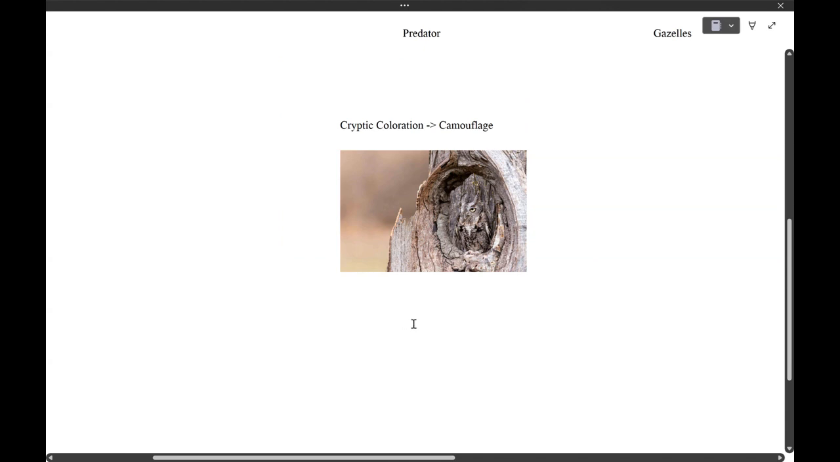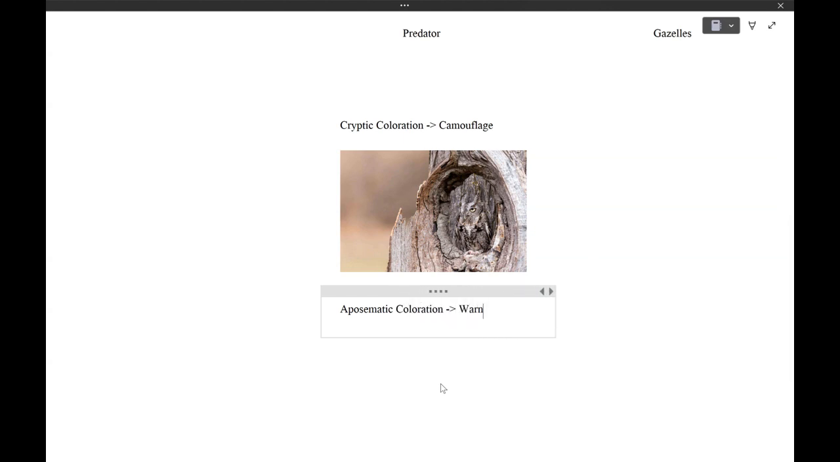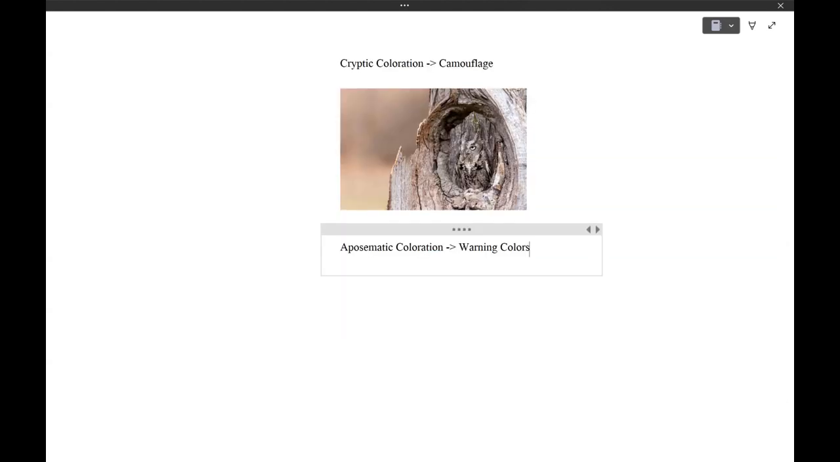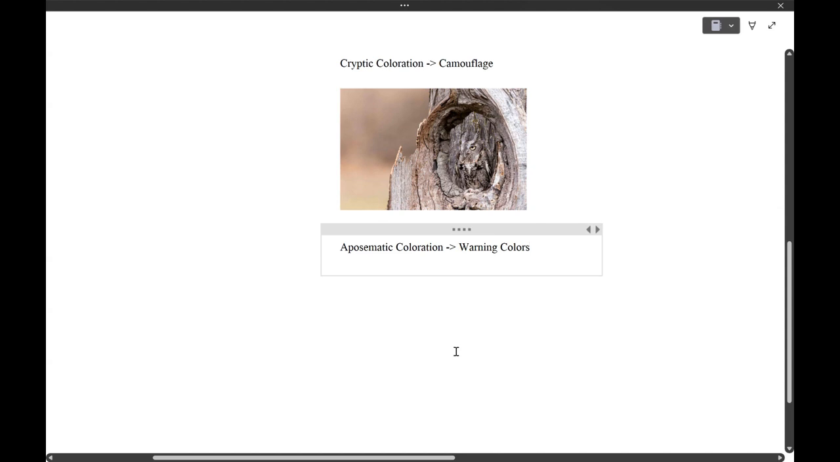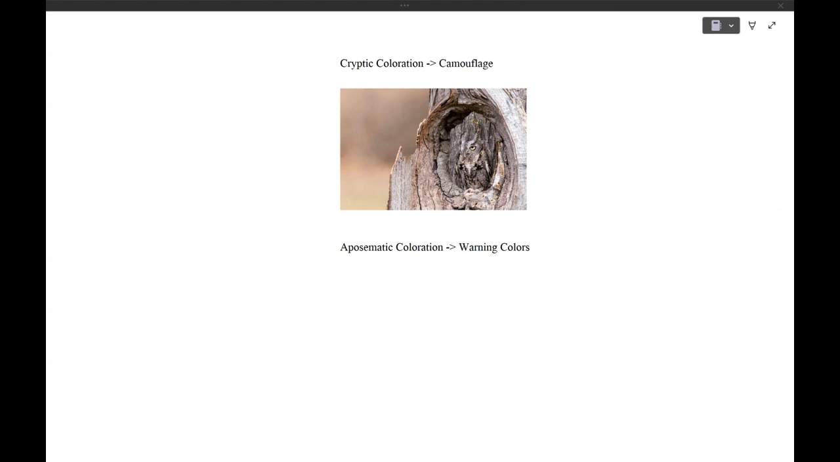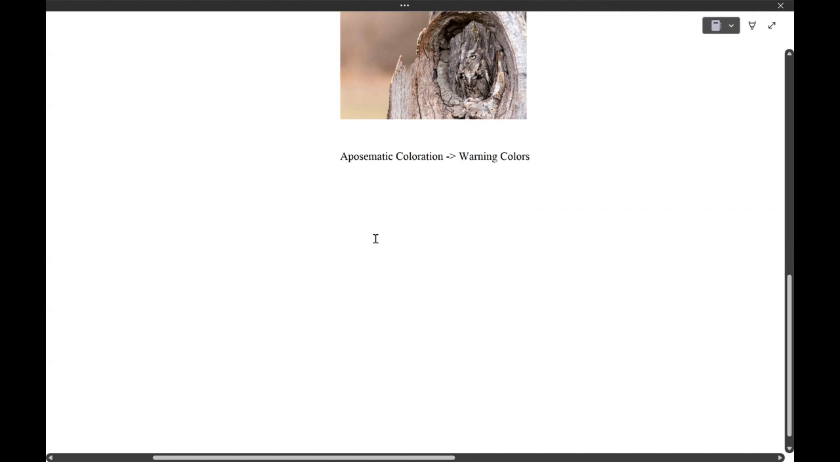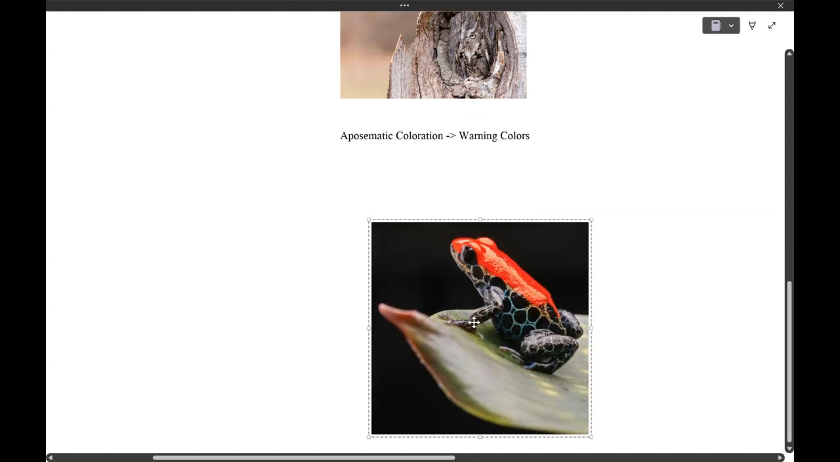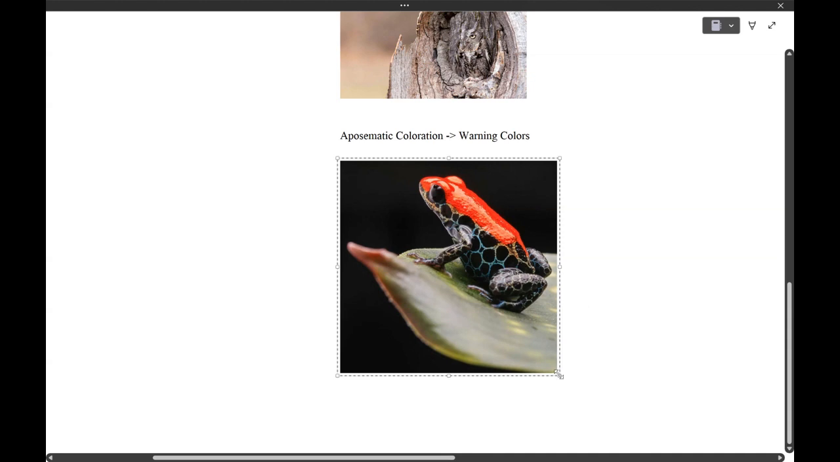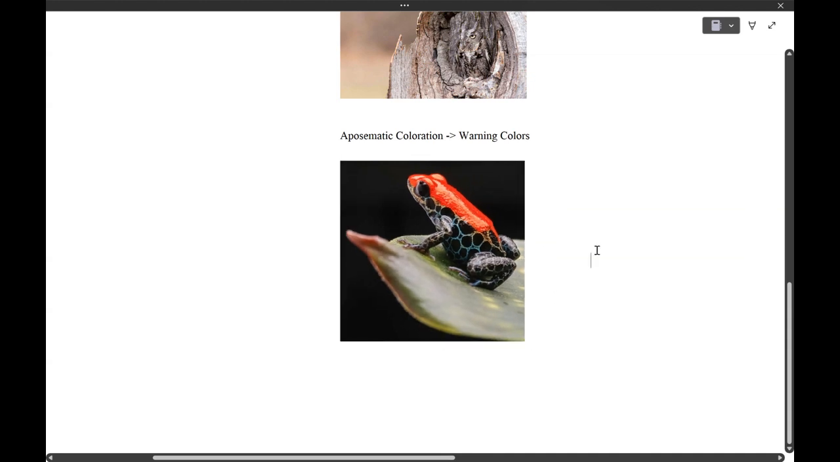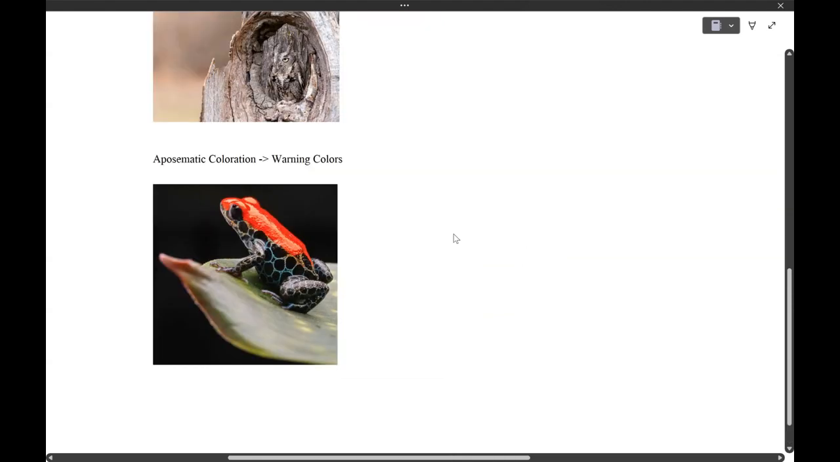And aside from that, we also have aposematic coloration, and that's just warning colors. So basically, prey displaying to a predator that if you're the predator and I'm the prey, if you eat me, well, I'm poisonous. You're gonna die. So don't eat me. And these warning colors are normally bright, very vivid, to make sure that the predators can see. A good example here is a poison dart frog. They're very poisonous. They're very bright, so as to warn predators not to eat them.